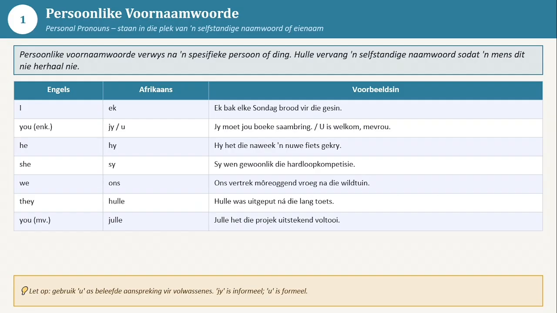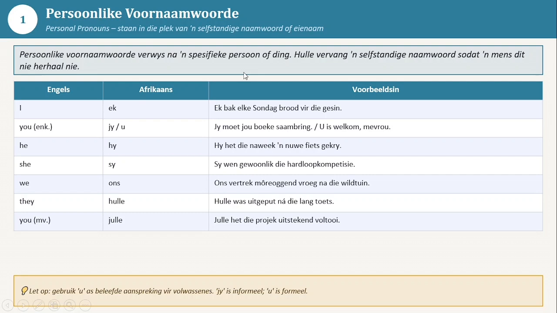So persoonlike voornaamwoord, in English we'll call them personal pronouns. They stand in the place of a noun or a proper noun. So instead of using someone's name, you can use words like ek, jy, or I, hy, sy, ons, hulle, julle. So these are subjects that are doing the action in the sentences.